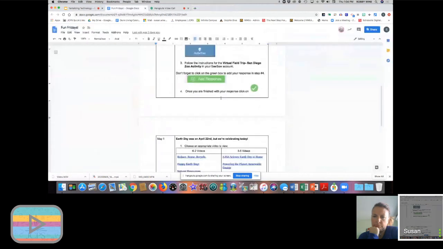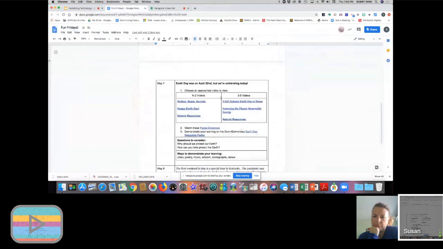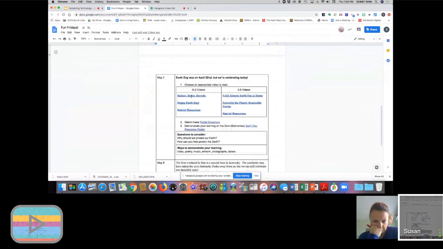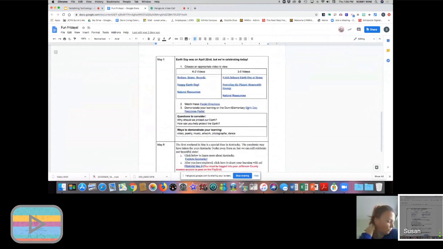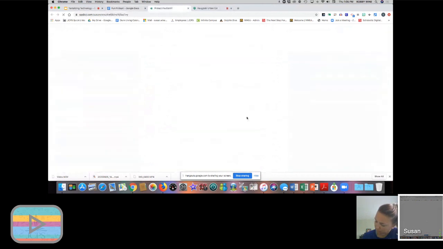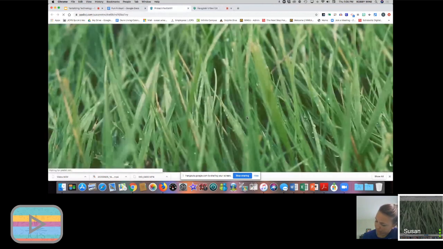The next week we focused on Earth Day activities. It was a few days past Earth Day. There are links here for them to watch different appropriate videos, and they're leveled for K through 2 and 3 through 5. There were directions on how to do a Padlet. And this is one of my favorites. When they did the Padlet, it had questions for them to consider. And kiddos really got involved across the entire school, and they can all see these responses.